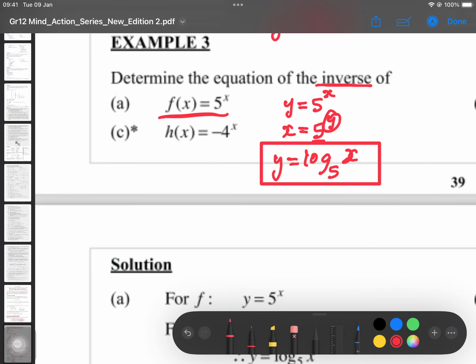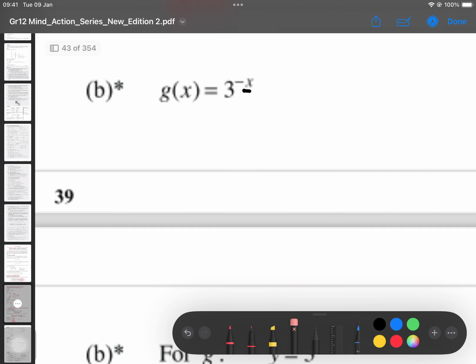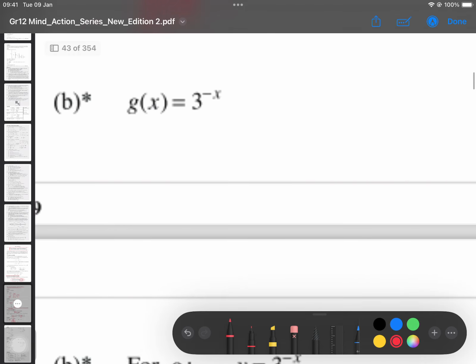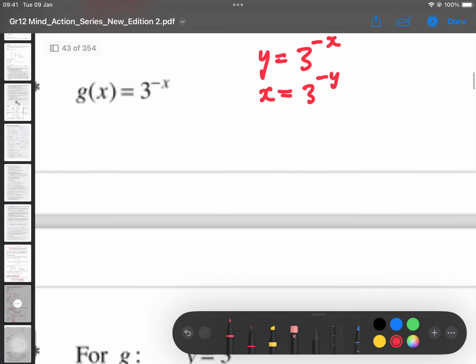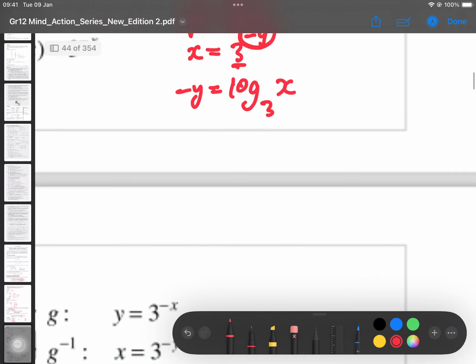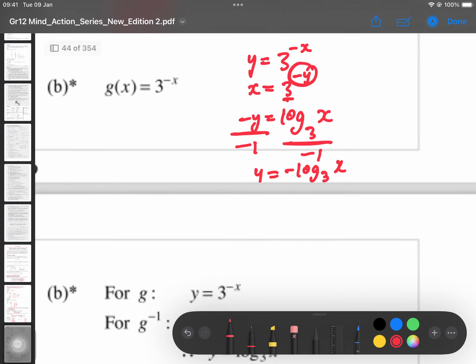Next one, b. Even here, let's swap x and y. So y equals 3 to 6 minus x. You swap x and y, it's going to be x equals 3 to minus y. You make y the subject, it's going to be minus y equals log of that, then x on the side. Now, do you want it in terms of y only? So divide by negative 1. So y equals negative log base 3 of x. That's how you do that one.